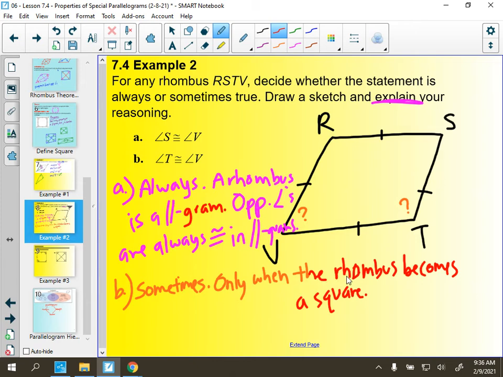It's just a very specific type of rhombus. It's a very specific type of rectangle. Okay, so there's two examples of how I might justify something using our new properties.